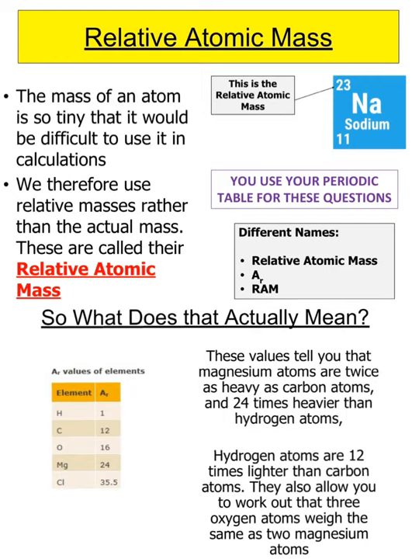In terms of what the relative atomic mass actually means, you can also use the relative atomic mass to compare the mass of atoms to one another. So for example, hydrogen has an Ar, or a relative atomic mass, of 1, and carbon has a mass of 12, so therefore it is 12 times heavier than an atom of hydrogen. Or you could say that one atom of magnesium is 24 times heavier than one atom of hydrogen. So you can use the masses and compare them to one another as well.